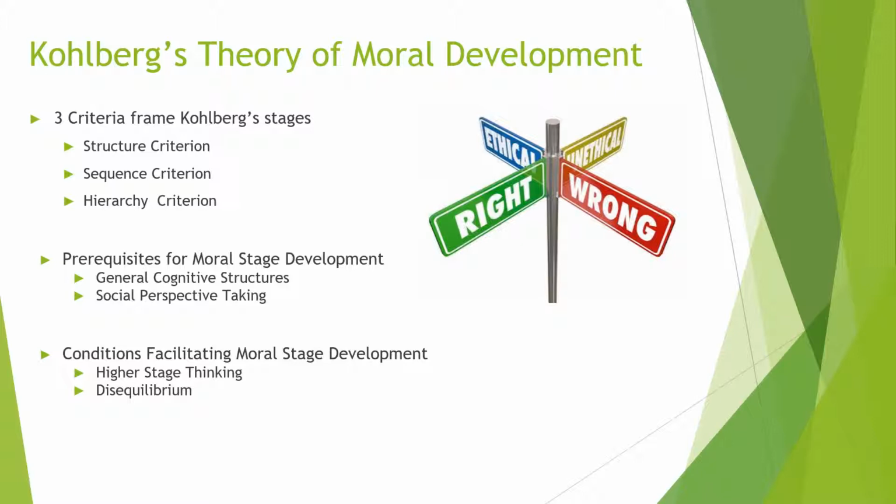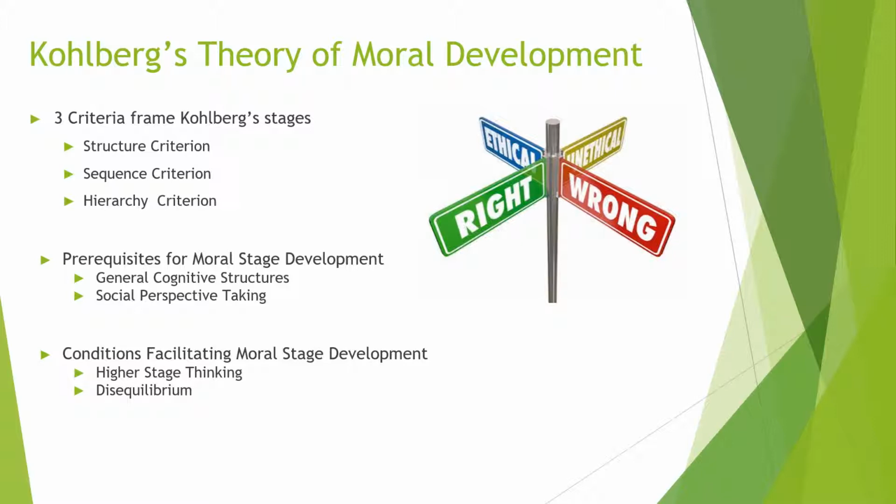The second condition of facilitating moral stage development is disequilibrium, or cognitive conflict. And this can happen in two different ways. The first is when an individual is having an internal conflict with their moral reasoning structures. And the second is when their opinion or decision conflicts with a significant other.